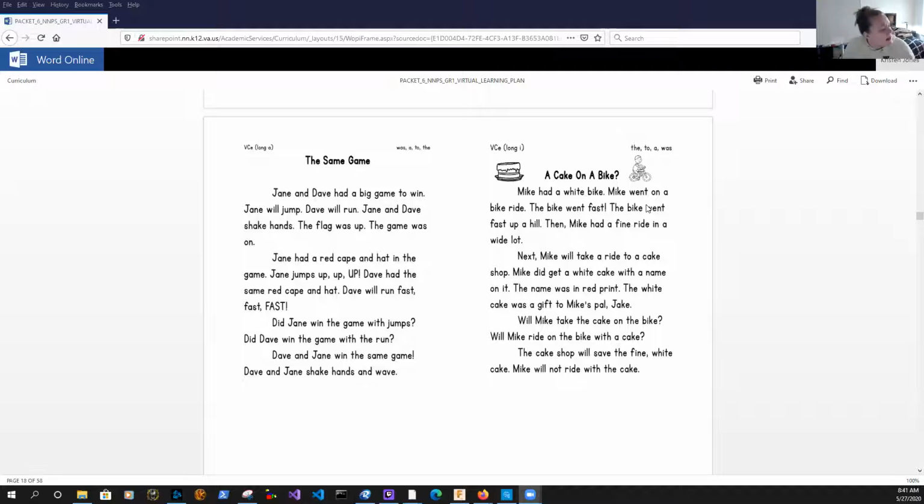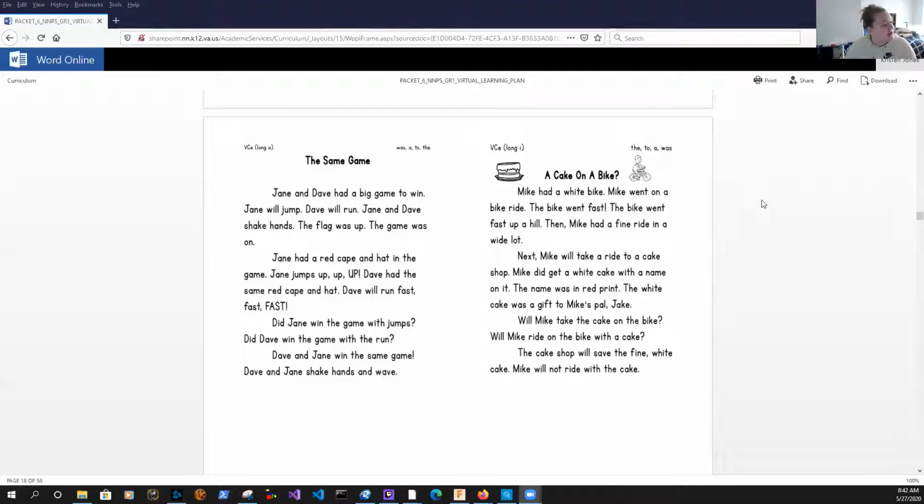A cake on a bike? Mike had a white bike. Mike went on a bike ride. The bike went fast. The bike went fast up a hill. Then Mike had a fine ride in a wide lot. Next, Mike will take a ride to a cake shop. Mike did get a white cake with a name on it. The name was in red print. The white cake was a gift to Mike's pal Jake. Will Mike take the cake on the bike? Will Mike ride on the bike with a cake? The cake shop will save the fine white cake. Mike will not ride with the cake.